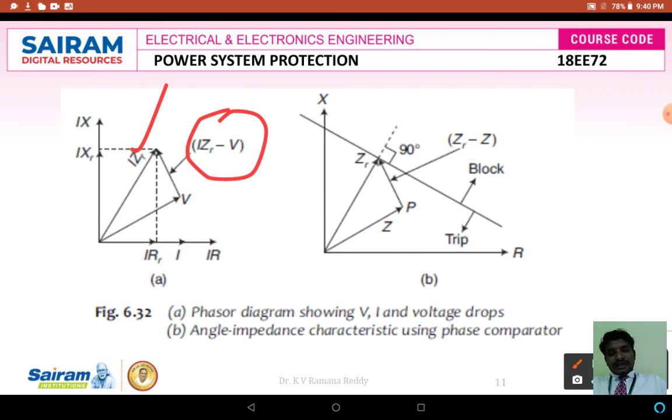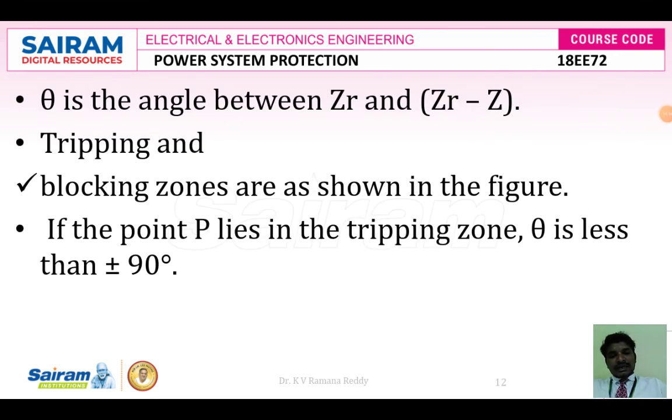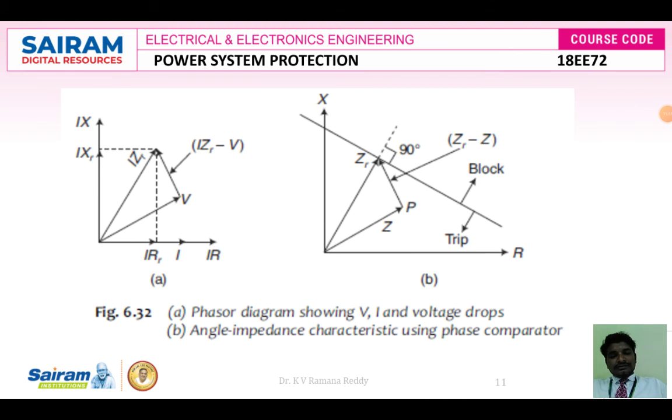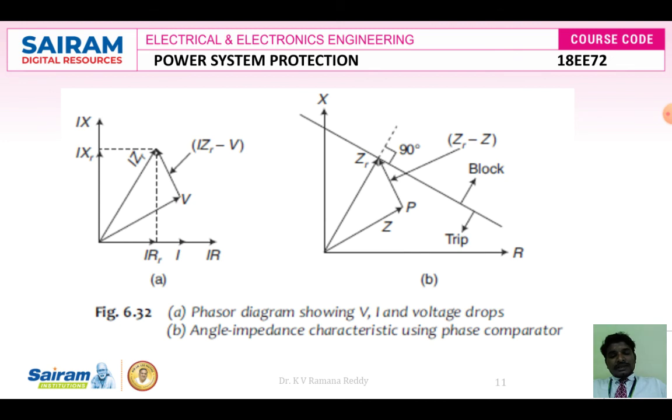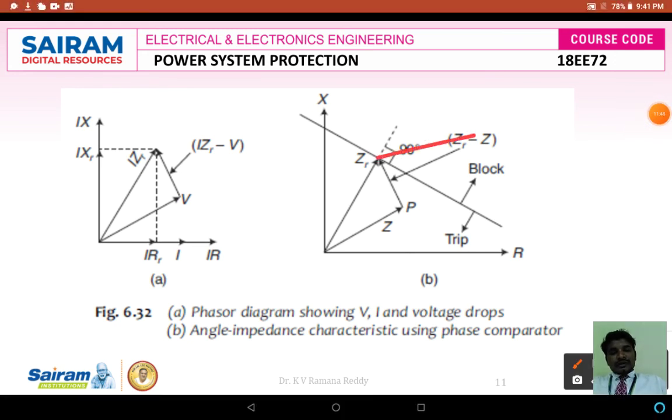Then the operating characteristic is I into ZR minus V. Similarly, for the angle impedance characteristic using a phase comparator, theta is the angle between ZR and ZR minus Z, and the maximum value of theta here is 90 degrees. If it is less than 90 degrees, it will trip the circuit breaker. If theta is greater than 90 degrees, it won't trip the circuit breaker. Therefore, the tripping and blocking zones are shown in this figure. If the point P lies in the tripping zone, then theta is less than 90 degrees. If point P lies beyond 90 degrees, then it won't operate the circuit breaker.